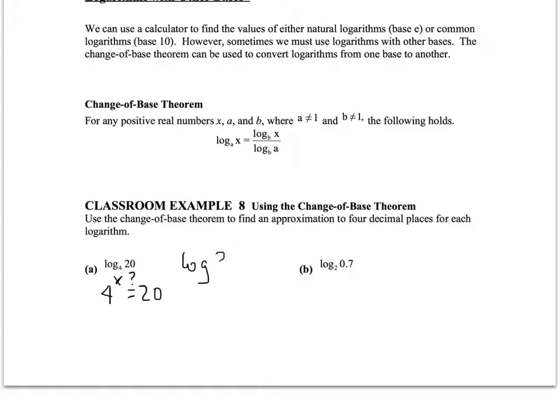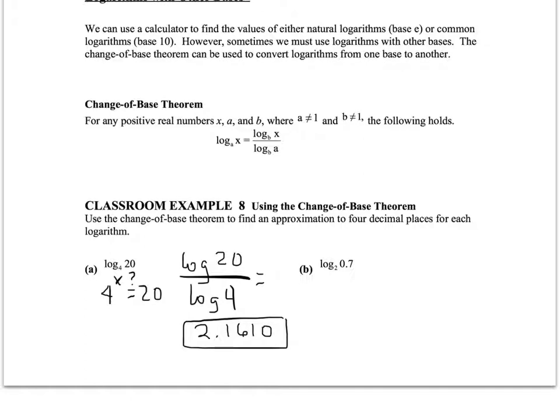So if you were to type in log 20 divided by log 4 in your calculator, make sure you carefully enter it, you close off parentheses where you need to, you would come up with a value. And this tells us to round to 4 decimal places here. You should get 2.1610.